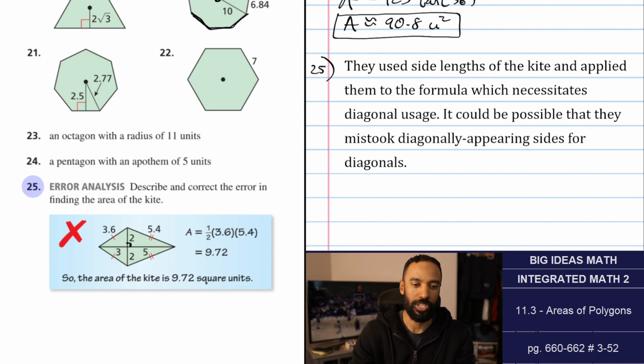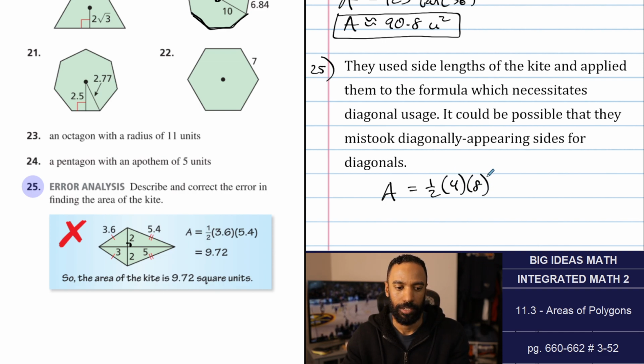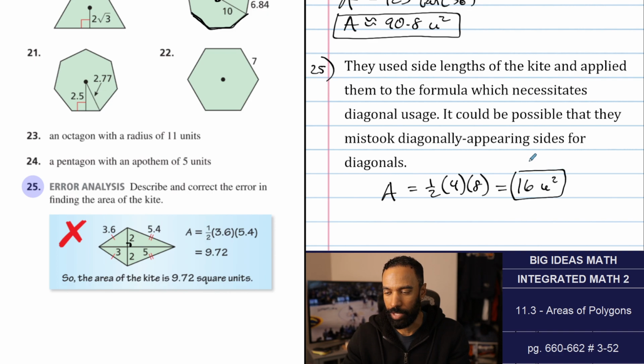So when we have to find this area, obviously correct the error. We've done a couple of these earlier on. So we're going to do 1/2 times 4 times 8. Right? 2 plus 2 is 4. 3 plus 5 is 8. And that'll be 16. 16 square units for that guy.